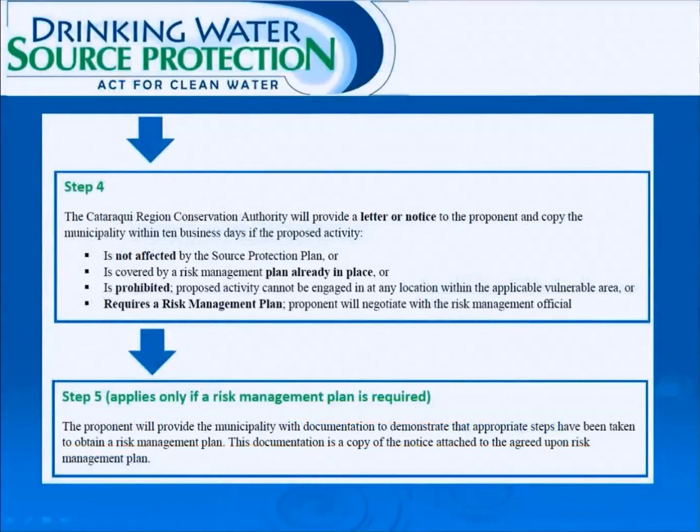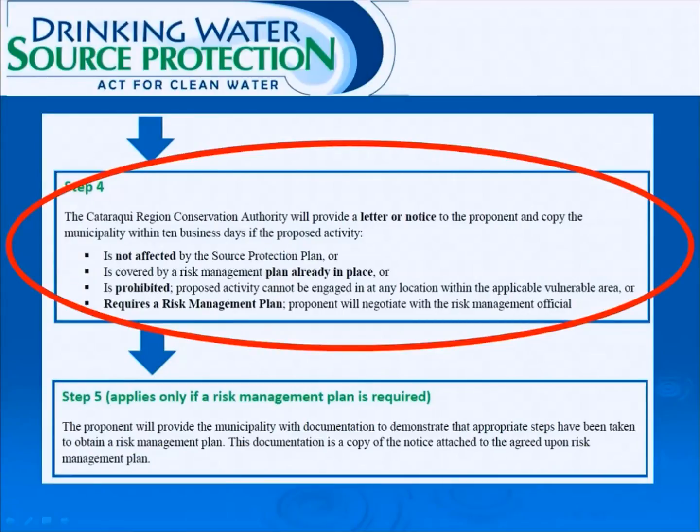After receiving the restricted land use submission form, the risk management official will review the development proposal. Within 10 business days of receiving the form, the risk management official will provide a letter or notice to the proponent and copy the municipality. The letter or notice will indicate one of 4 possible outcomes. The proposal is not affected by policies in the Cataraqui Source Protection Plan. The proposal involves activities that are already covered by a risk management plan. The proposal includes prohibited activities and cannot be engaged in at the proposed location. Or the proposal includes an activity that requires a risk management plan.